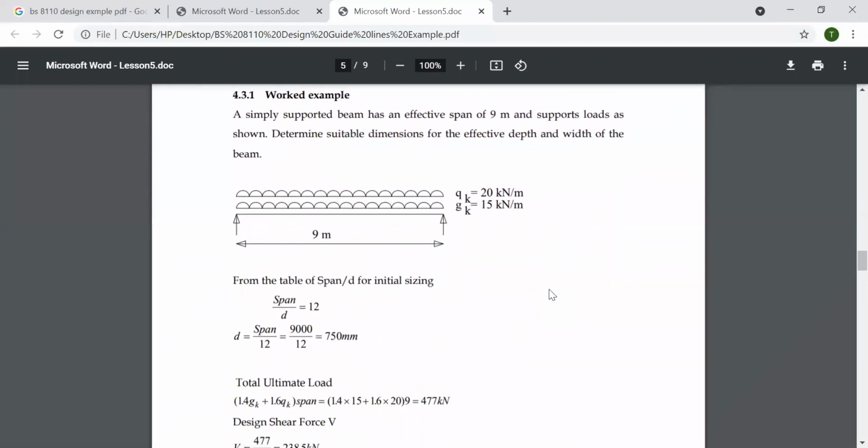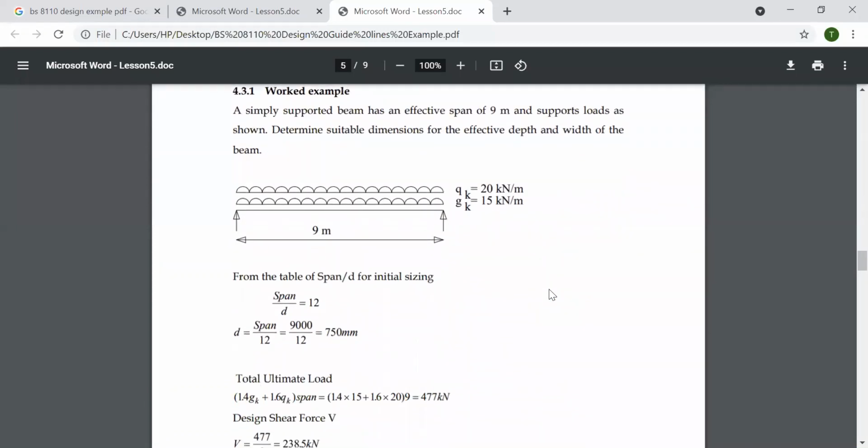So this is one of the examples: a simply supported beam has an effective span of 9 meters and support loads are shown. Determine a suitable dimension for the effective depth. Some of the students ask, how do you apply the thumb rules for designing the slabs and the beams for the initial sizing? We call it preliminary initial sizing.